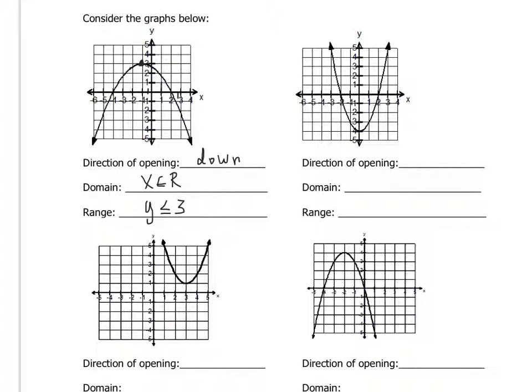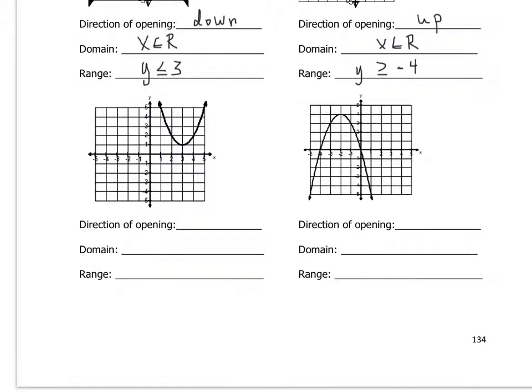The next one, the direction of opening is up. The domain is still all real numbers. That graph keeps getting wider. And the range would be, if you look at the y's, there's a minimum point on the graph, so the lowest y that gets used is y equals -4, and every other y that's used on that graph is a y value above -4. So that means y is greater than or equal to -4.